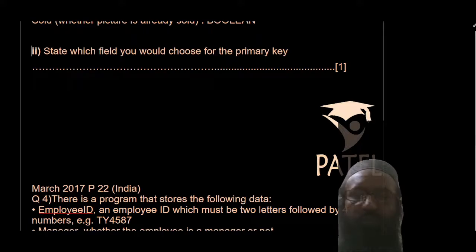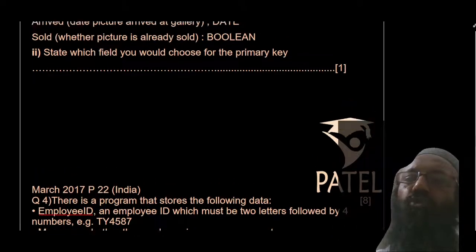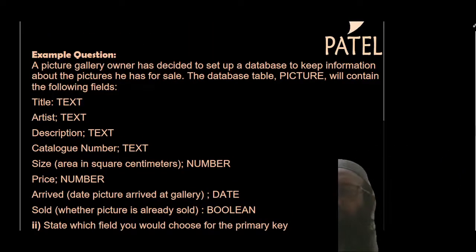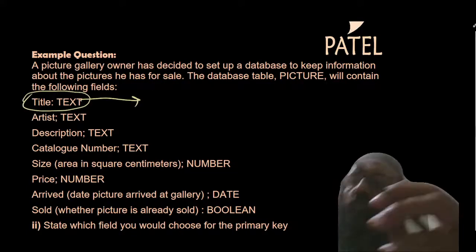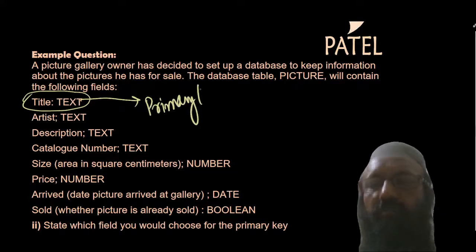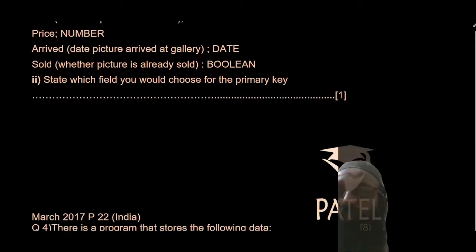And the second question from this database is choose a suitable primary key. So we will say that the title is the primary key. Two books cannot have same title, so we can say that this is a primary key, right beta?